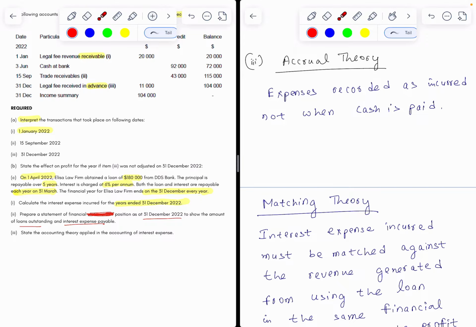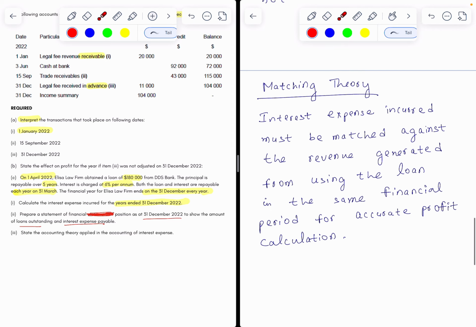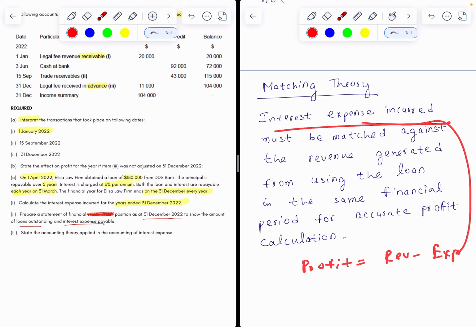What about using the matching theory? So basically, when we find profit, we all know that profit simply is all revenue minus all expenses, right? And therefore, as part of the expenses, we have got interest expense, which we have incurred for the financial year, right? The cost of taking the loan from DDS Bank, because obviously DDS Bank is not going to give you the loan for free. They're going to make money from you.